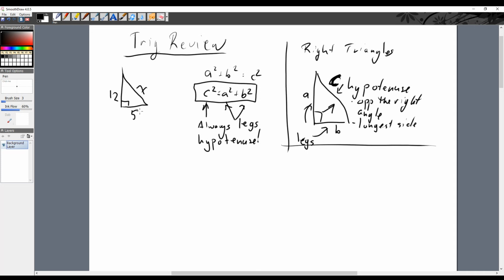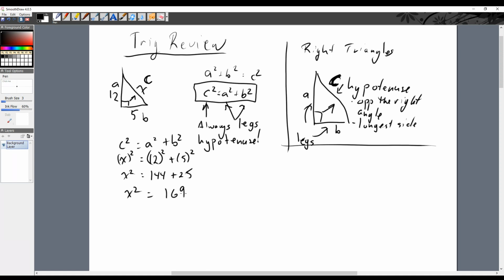In this case, you don't always have to label them, but I'm going to label them. I recognize that this side over here is opposite the right angle, so this is going to be side C, and this can be A and this can be B. So we have that C squared is equal to A squared plus B squared, and we know in this case that C is X, so I'm going to substitute that in. So we have X squared equals 12 squared plus 5 squared. Then x squared is equal to 12 squared, which is 144, plus 5 squared, which is 25. So then x squared is equal to 169.